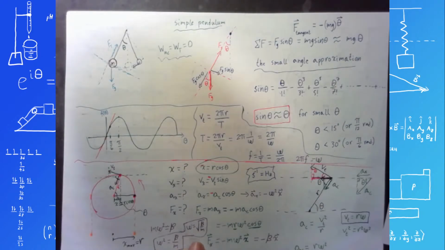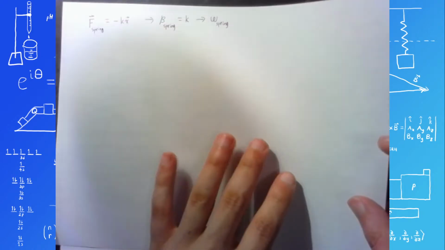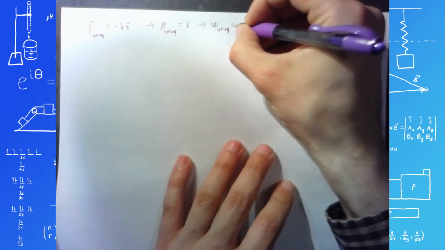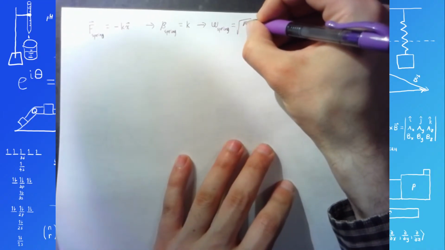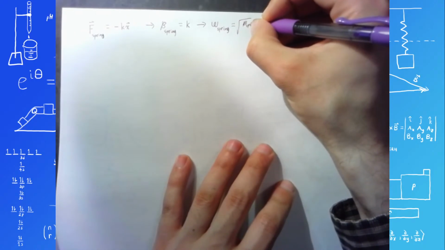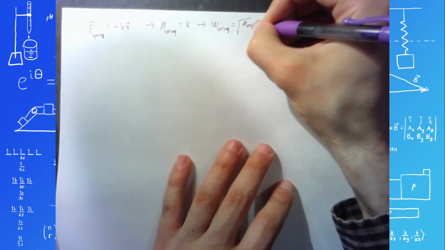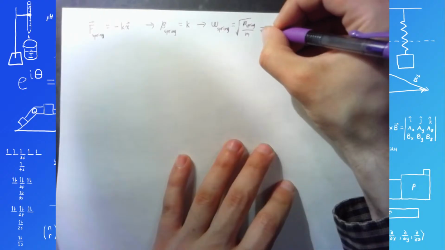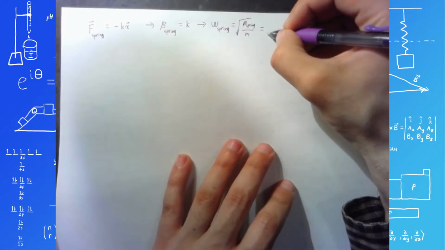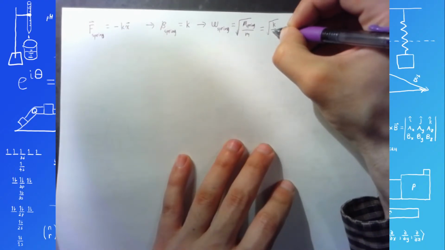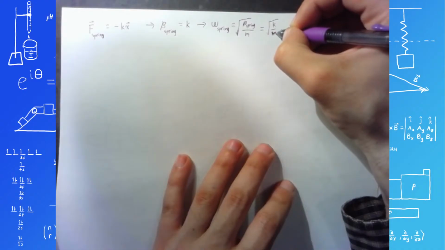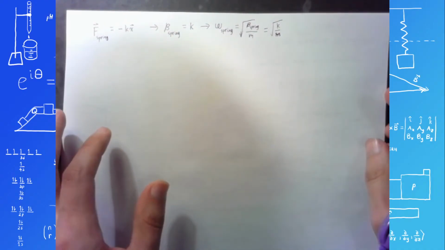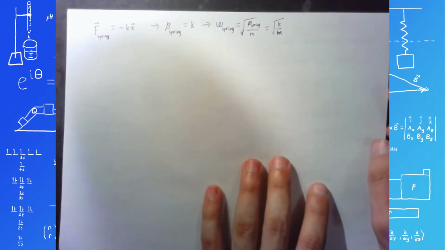So omega for a spring is, so omega is square root of beta over m equals square root of beta spring over m is equal to square root of k over m. All right.